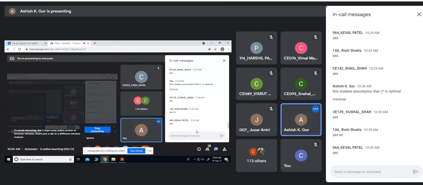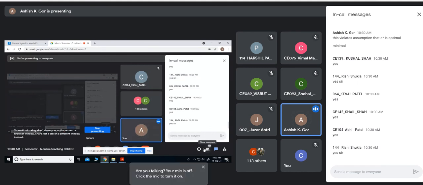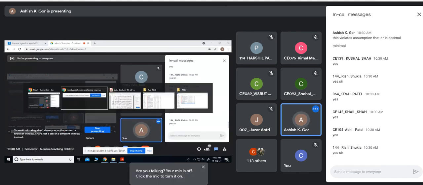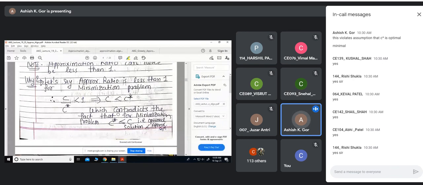Offline students, if you are listening, you can also reply. Okay, fine. So why is it not possible? It contradicts the fact that for a minimization problem, C star should be less than or equal to C. It contradicts the facts, right?